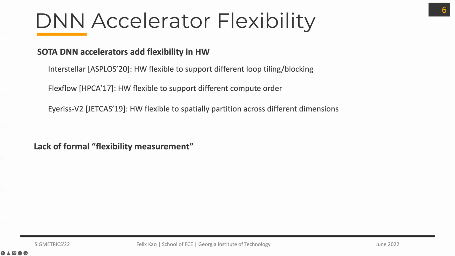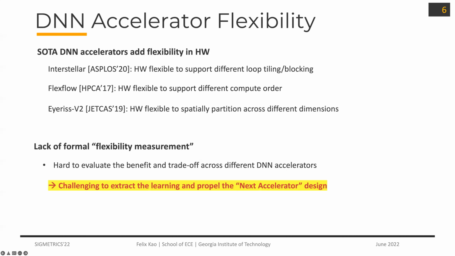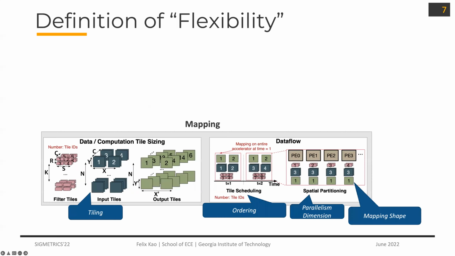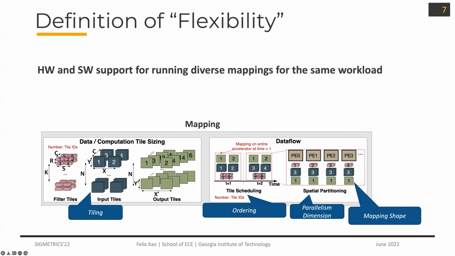However, there is a lack of formalism. How do we measure this kind of flexibility? So it's hard to evaluate the benefit and trade-off across different DNN accelerators, which makes it challenging to extract learning from different proposals and propel the next accelerator design. As you may notice, the flexibility here has some implication of the diversity of the mappings they can support. So in this work, we define flexibility as the hardware and software support for running diverse mappings for the same workload.